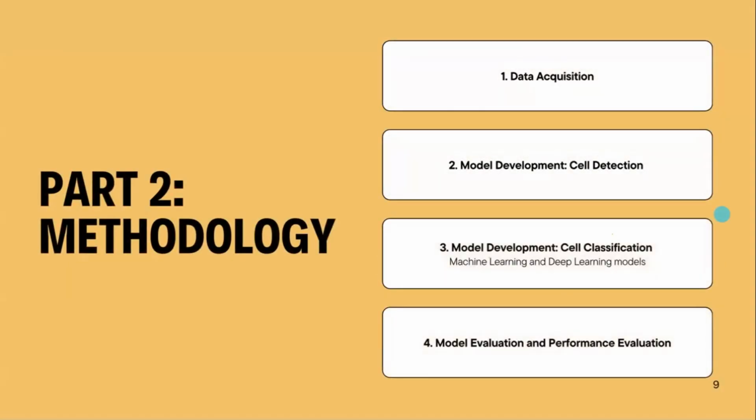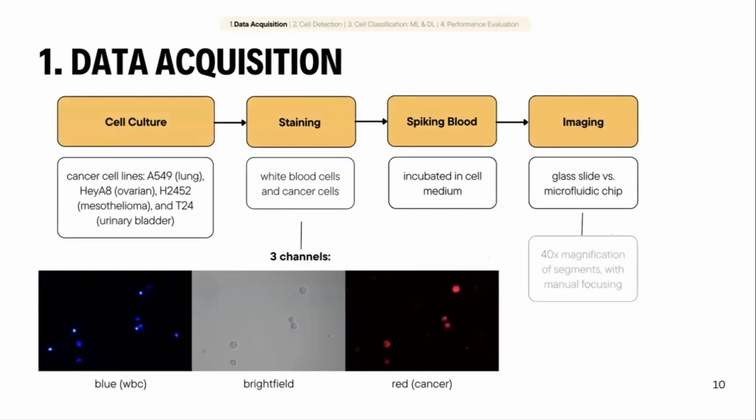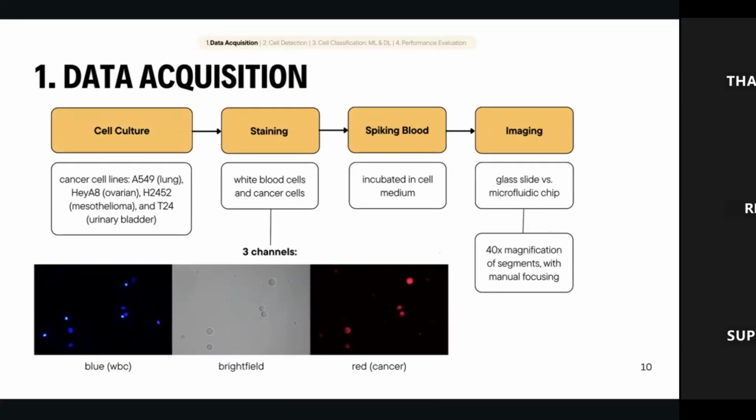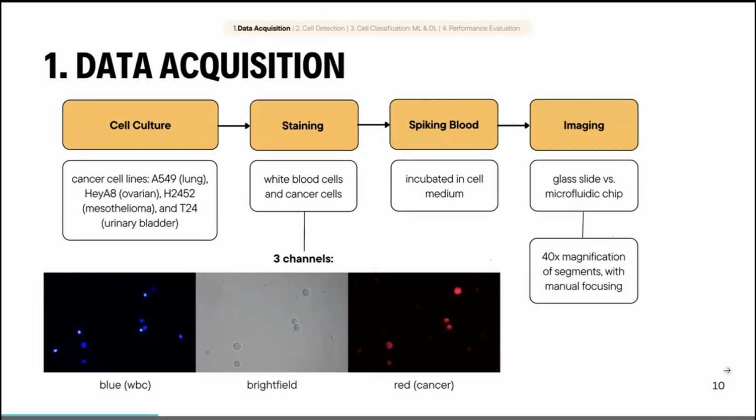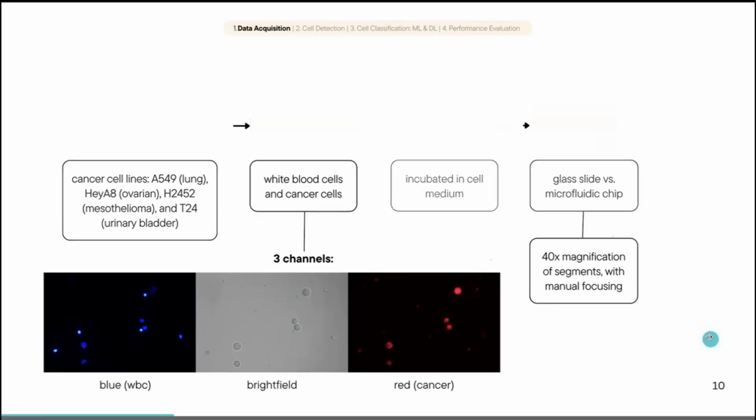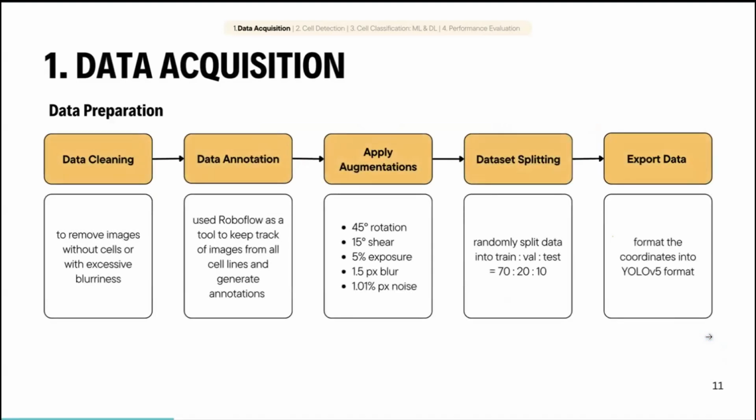So moving on to the methodology part, I will start by explaining the data acquisition process. To construct the dataset used in this project, we image suspended cells on glass slide in 3 channels, as shown here. There are 4 cell lines used in this project and a white blood cell. Each image includes both white blood cells and 1 cancer cell line. After the imaging process, a few steps were carried out before moving to the next part.